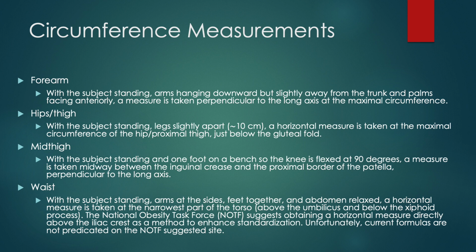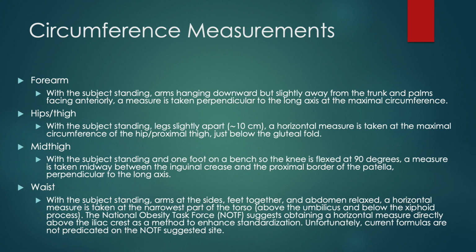Additional circumference measurements, we can take the measurement of the forearm, so arms hanging at their sides, slightly away from the trunk, and palms facing forward. And the measurement is going to be taken perpendicular to the long axis at the maximal circumference. So wherever it's the widest or biggest circumference, that's where you're going to measure.